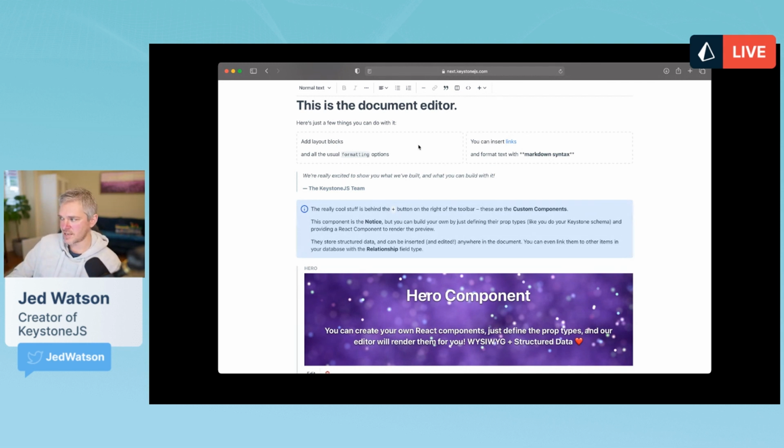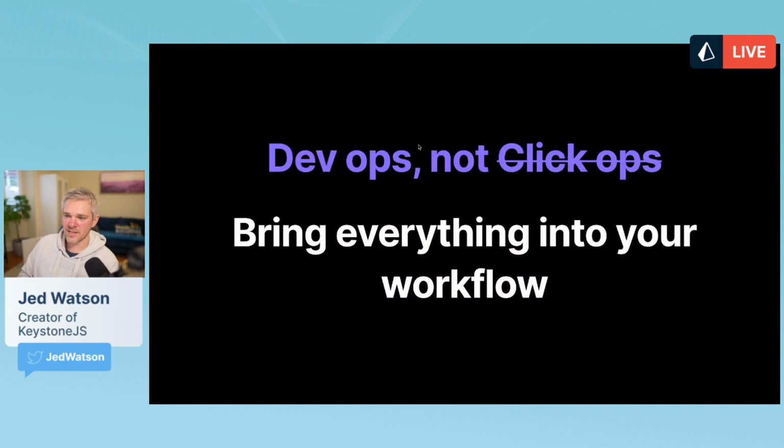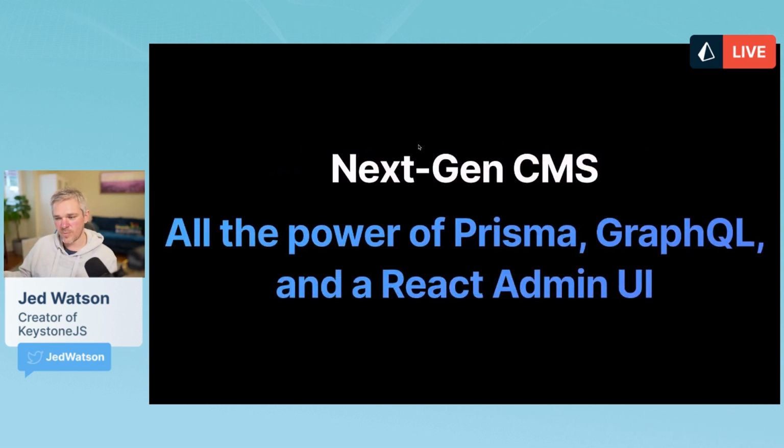But just to wrap up the slides section, we really like this idea of leaning in on DevOps for a headless CMS, not ClickOps. It's not like in Content4 you have to go in and click around a live interface adding stuff. This way you can actually define your schema in code, check it into Git, get a branch preview deployment, run it in CI. Like this is all of that coming into your workflow, but also giving you all the power of Prisma and GraphQL and a React admin UI without limiting you in the same process. So that's the background to Keystone.